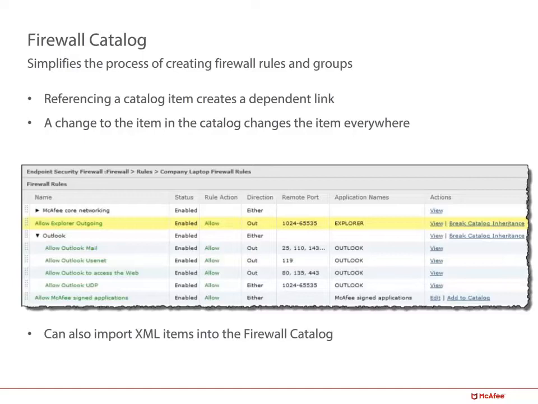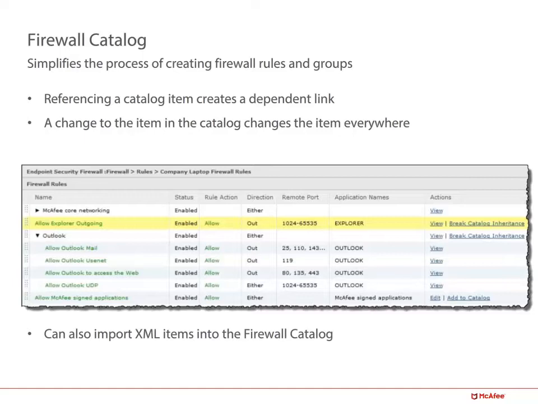The idea is that I can go in and use a firewall rule builder or firewall group builder, and all I have to do is select Add from Catalog, and that is where I can browse and select whatever item I want from the catalog. When I reference an item catalog, I create a dependent link between it and the firewall rule group. So I can go back and change that item in the catalog, and when I do that, it also changes it in any policy that has that particular rule associated with that particular item.